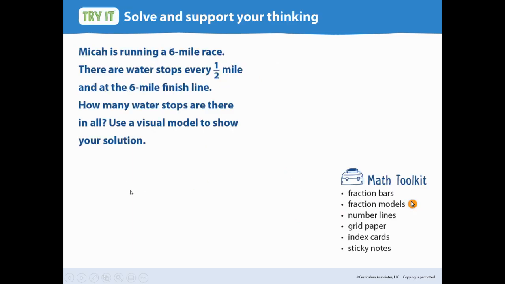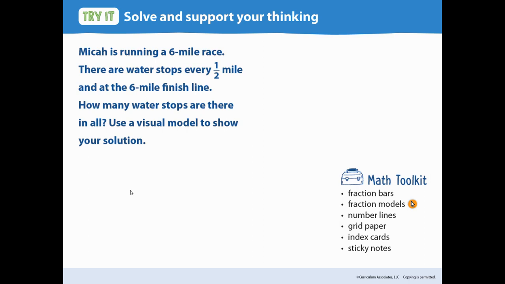All right, in your workbooks, let's go ahead and turn and look at this question. I'm going to read it, and I want you guys to try to do it, and then we will come back and check it together. So Micah is running a 6-mile race. There are water stops every 1/2 mile, and at the 6-mile finish line. How many water stops are there in all? Use a visual model to show your solution.